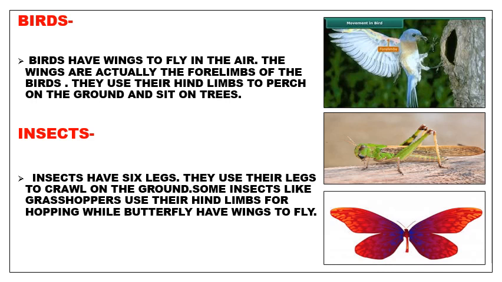Next is insects. Insects have six legs for movement. Insects like cockroaches, bugs and ants crawl on their legs. Some insects like grasshoppers use their legs in hopping. And many other insects like butterflies and fireflies have wings which help them fly.